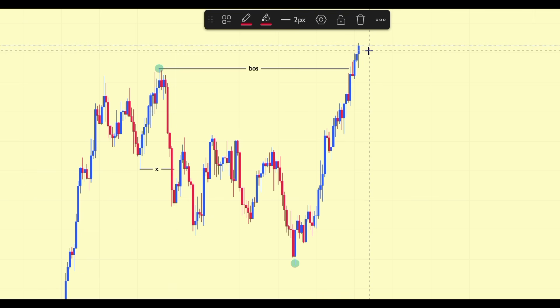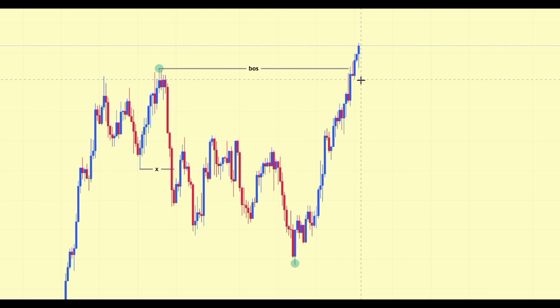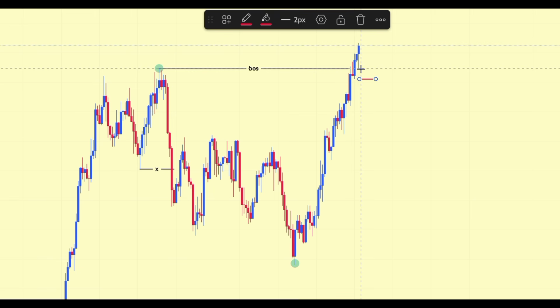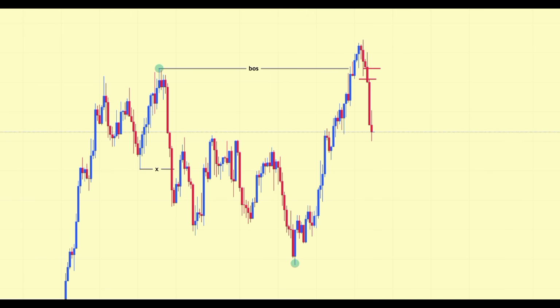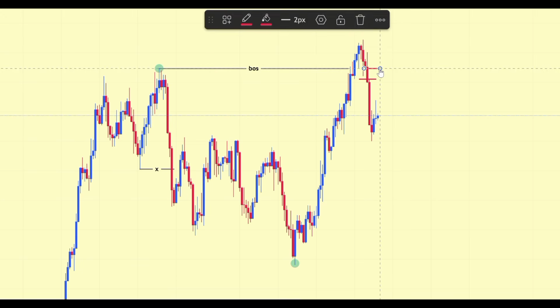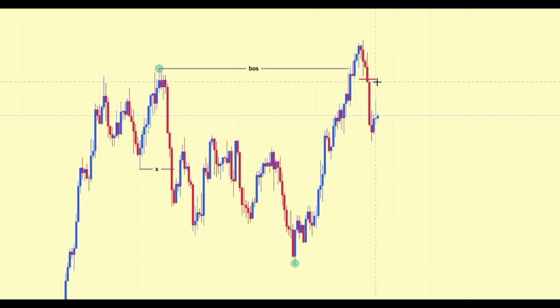We can clearly see exactly right here that this one here is not a valid pullback. And so this means that our recently formed valid pullback low will be this one here and not this one here. Okay, now I'll continue running price so that we get to see what unfolds. Exactly right there, we can clearly see that price took out the recently formed valid pullback low exactly right here. So price has taken out the recently formed valid pullback low.